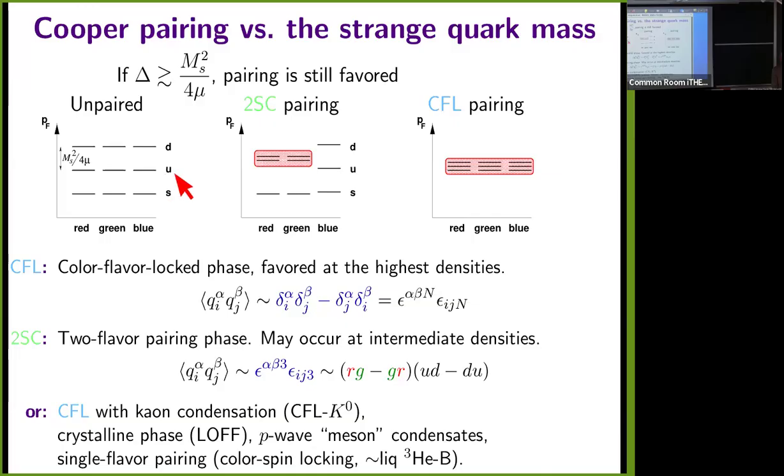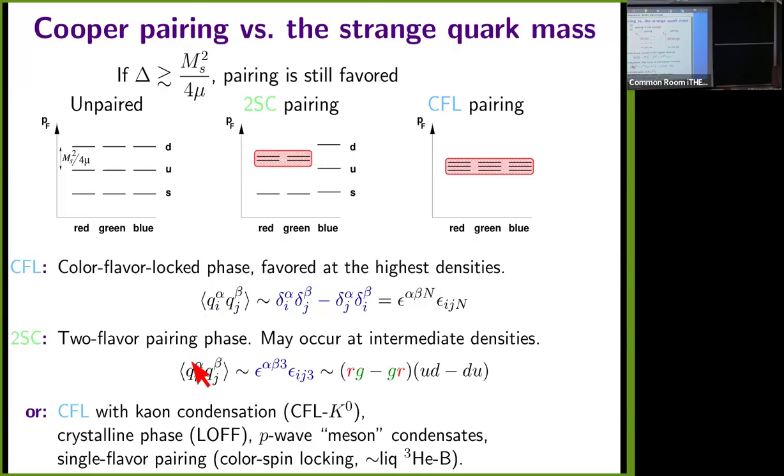But you still get this sort of series of changes. At lower density, the splitting is too big for the Cooper pairing to overcome, and at the highest densities, it isn't so big anymore, and the Cooper pairing can overcome it. So at the highest densities, you'll still get the color-flavor locked phase, but at lower densities, you might get something else, because as you reduce the density and this m_s squared over mu parameter gets bigger because mu is getting smaller, it becomes harder and harder for the CFL pairing to win. And so you may find something else winning.